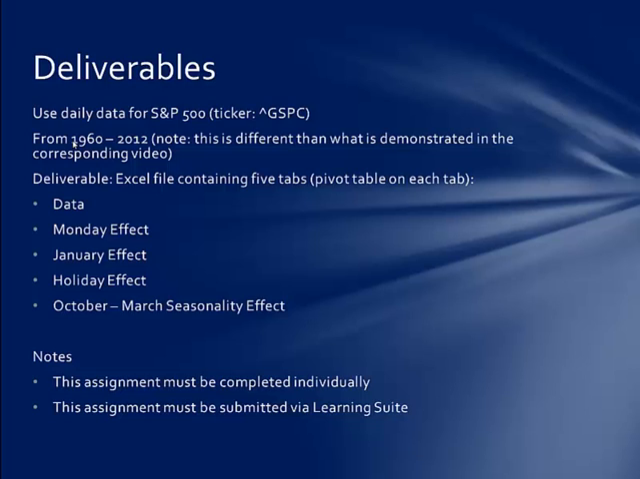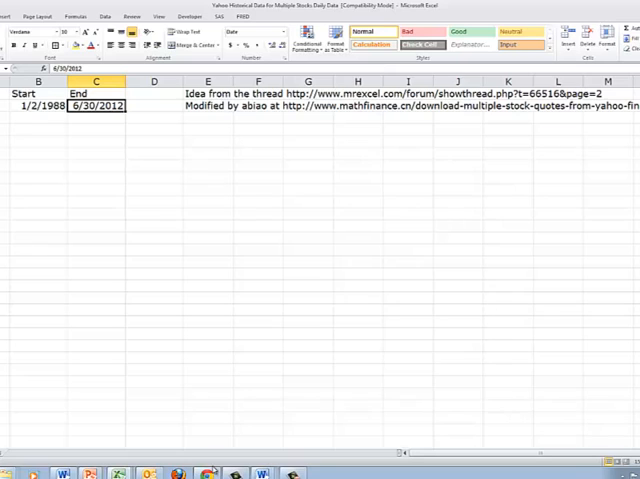Please note this is different than what I'm going to do in the video. Your deliverable will be an Excel file with 5 tabs. You'll have a data tab and then 4 tabs demonstrating the 4 calendar time anomalies that we're studying. Please note you must complete the assignment individually. It must be submitted via the Learning Suite, and please refer to your instructor for the due date. Let's go and execute this together now in Excel.